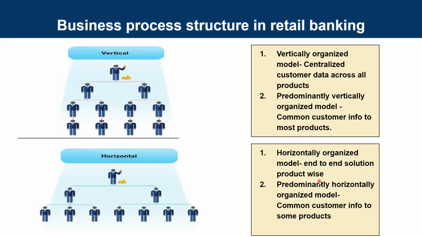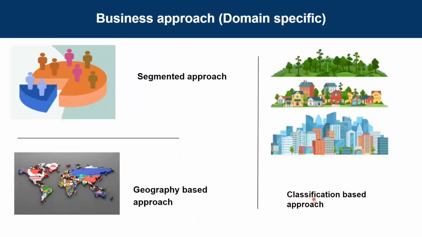So, here we are clear about the vertically organized model, the horizontally organized model, and the predominantly vertical and horizontally organized model. Next, we'll be talking about the business approach. Here we have three approaches: segmented, geography, and classification based approach. What do you mean by segmented approach? In the segmented approach, branches are classified as resource centers, profit centers, and priority centers.